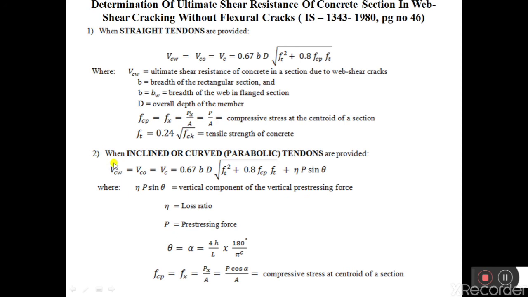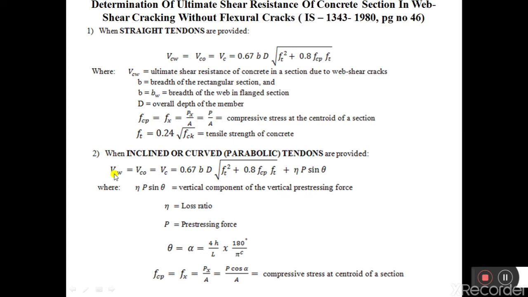The second condition is when inclined, curved or parabolic tendons are provided. The first condition was the ultimate shear strength of a member under web shear cracking when straight tendons are provided. The second condition gives the ultimate shear resistance of a prestressed concrete member in web shear cracking when inclined, curved or parabolic cables or tendons are provided.